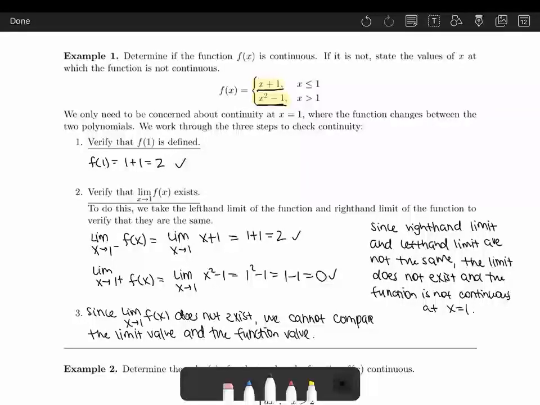But this is a more simple example, just showing you how to check the right and left-hand limit to make sure the limit exists. So this is going to be it for this video.